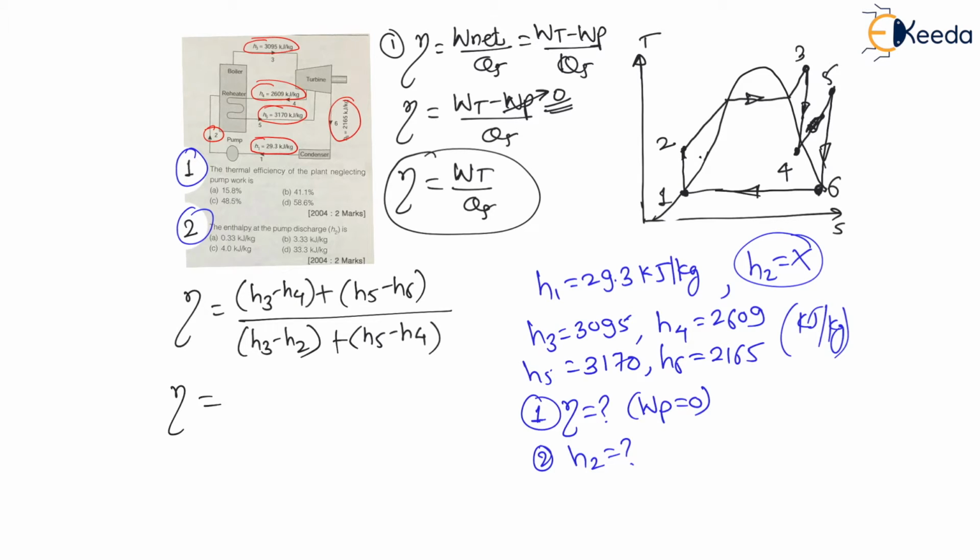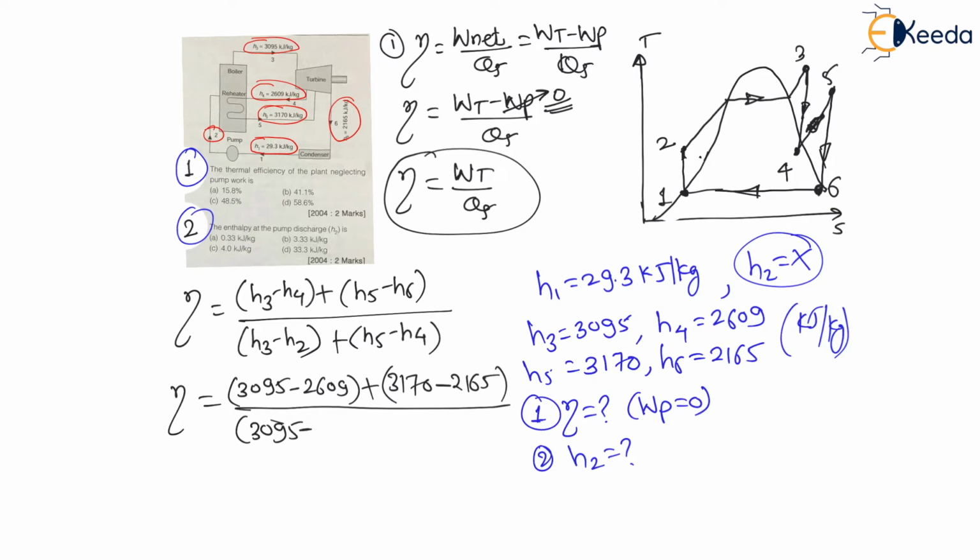Therefore, let us put the values. All the values are given. And here we are ignoring pump work, that is H2 minus H1. This pump work we are ignoring here, because they have mentioned it in the question. Let us put the values. H3 is 3095 minus H4, which is given as 2609, plus H5 is 3170 minus H6 is 2165, whole divided by, let us put the other values. H3 is 3095 minus H2, which is unknown.